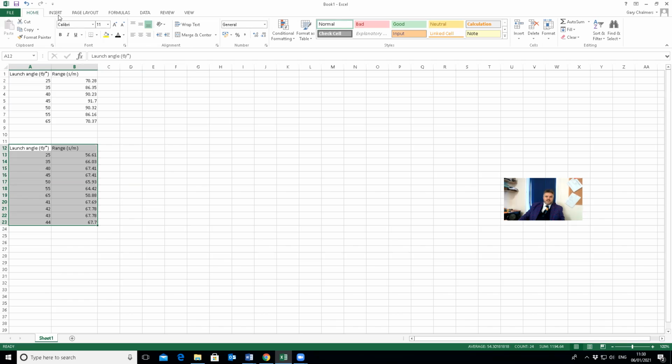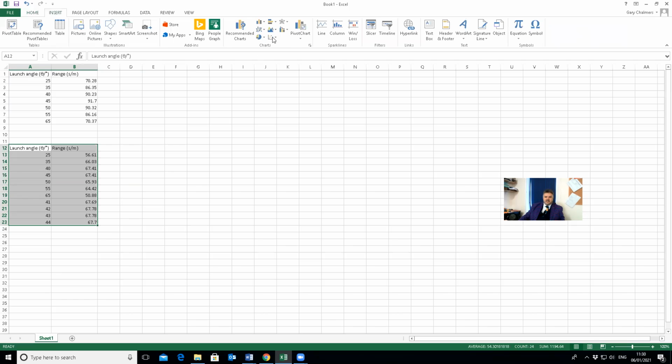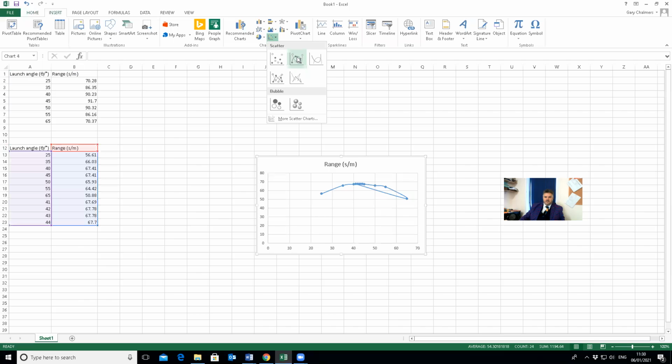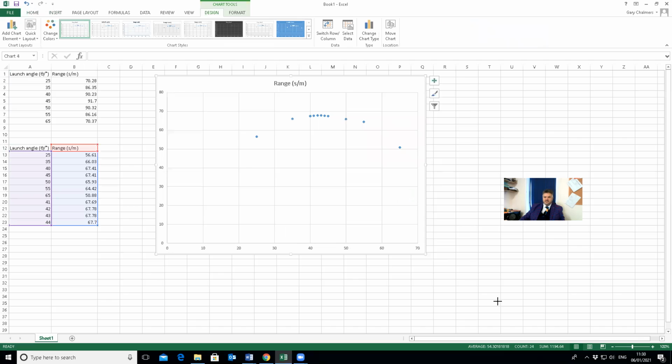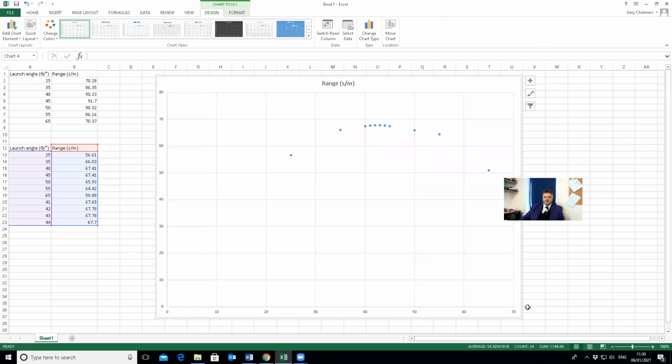So we're then drawing the same graph. Insert, scatter graph with a line of best fit. I'm not going to do the line of best fit because it doesn't really draw it terribly well, so I'm just going to draw it with the dots. And I'm going to show you what you can do to find the optimum launch angle. I'm going to expand my graph so you can see it clearly.